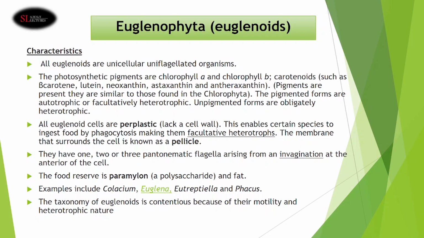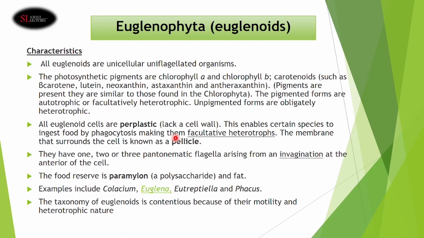Then the ones that have pigments are autotrophs or facultative heterotrophs. They can feed on other organisms or they can feed on already manufactured food, while the unpigmented forms of euglenoids are obligate heterotrophs. Then euglenoid cells are plastic. What does that mean? They lack a cell wall. And that lack of a cell wall enables the heterotrophs to be able to feed by phagocytosis. Then since they don't have a cell wall, their outer body is protected by what we call a pellicle.